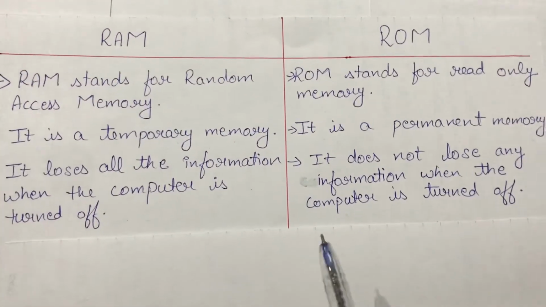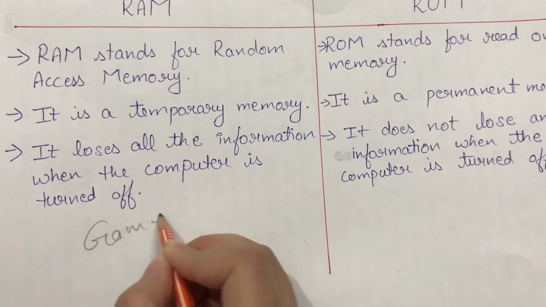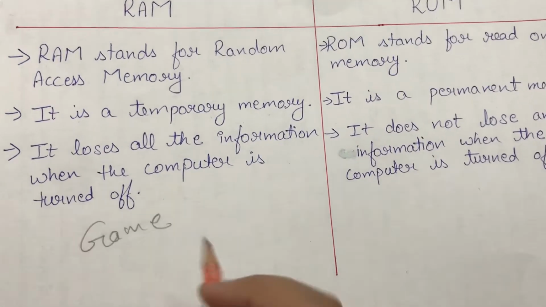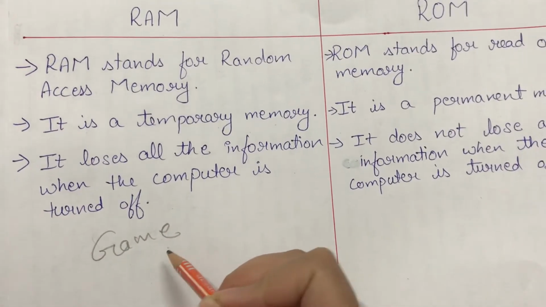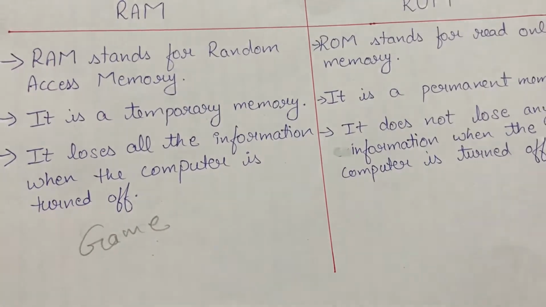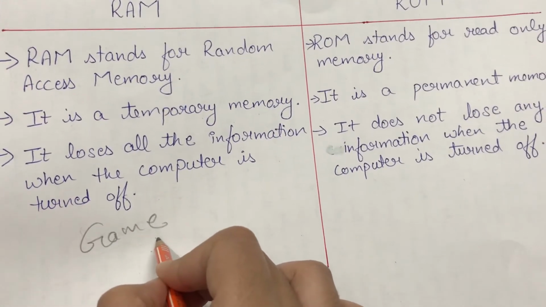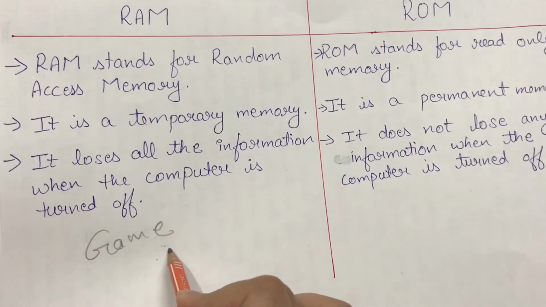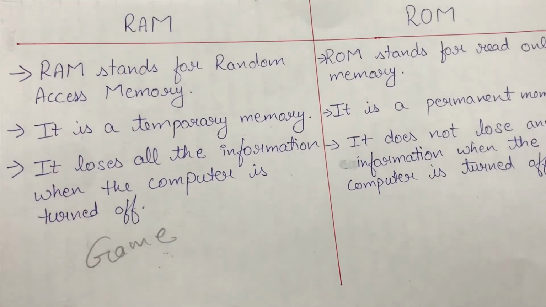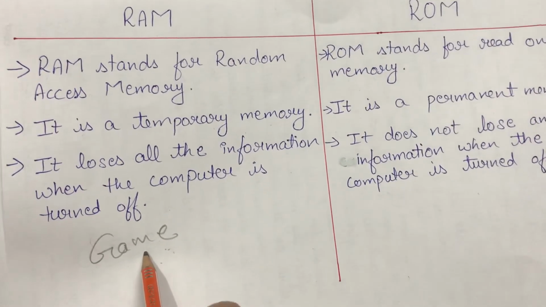Understood, students? Now let's take an example. Let's suppose you are playing a game on an electronic device like a mobile phone, laptop or computer, and suddenly the computer or laptop gets shut down, or your mobile phone gets switched off. Your game will be over, right? At that time you are using RAM. Your device is using RAM while you are playing the game.